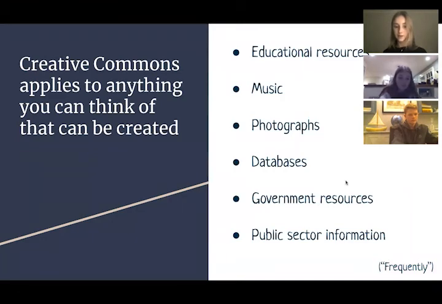As a little review, any of the following can be licensed: educational resources, music, photographs, databases, government resources, and public sector information, to name a few.